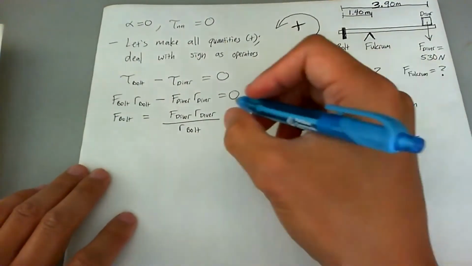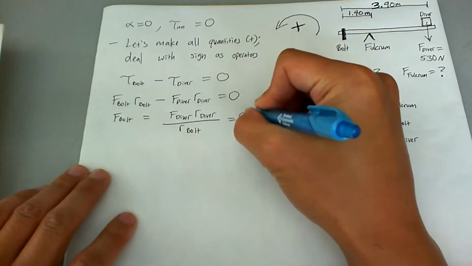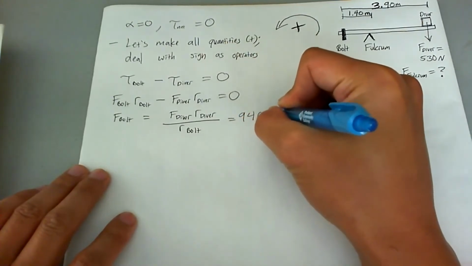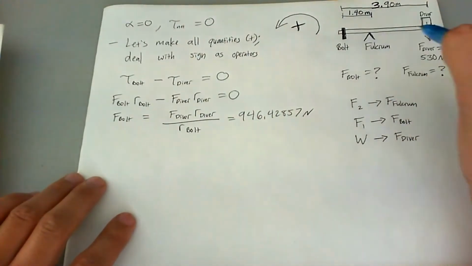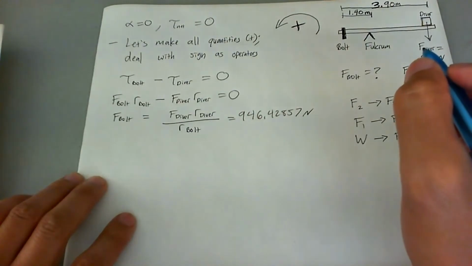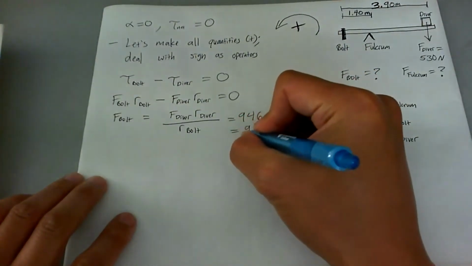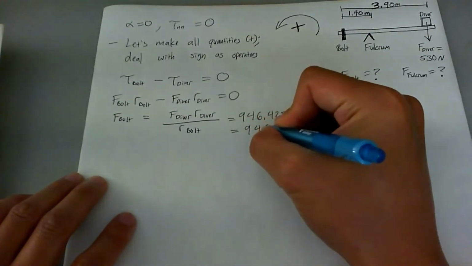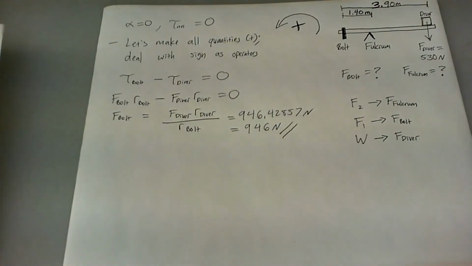If you plug all this into the calculator, you get a whopping 946.42857 newtons of force that the bolt is applying to the diving board. Getting it into the significant figures that were given to us, which looks like it's 3, we're going to get 946 newtons. And that is part 1.